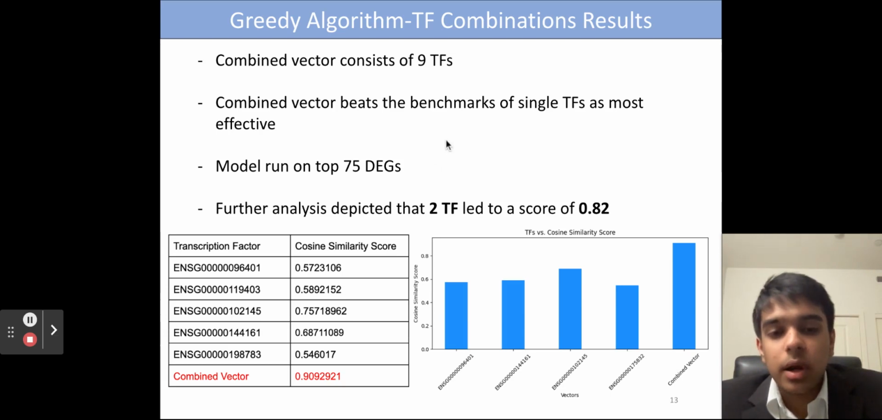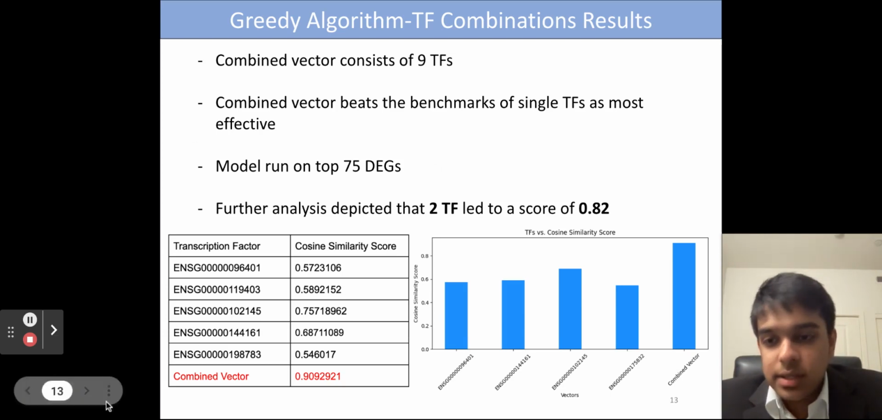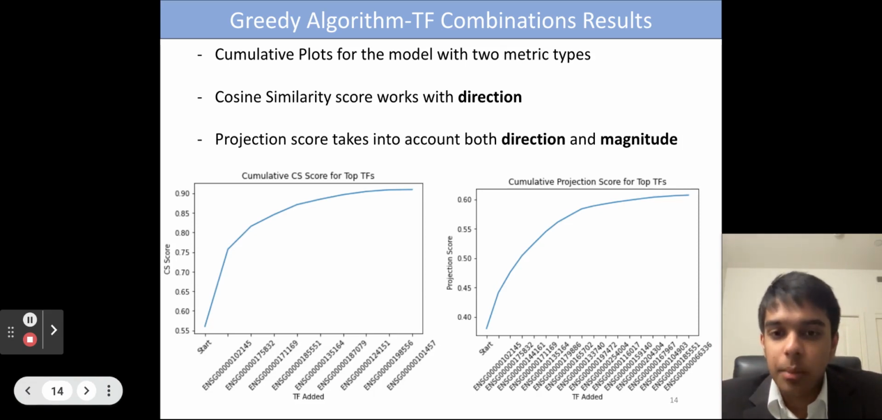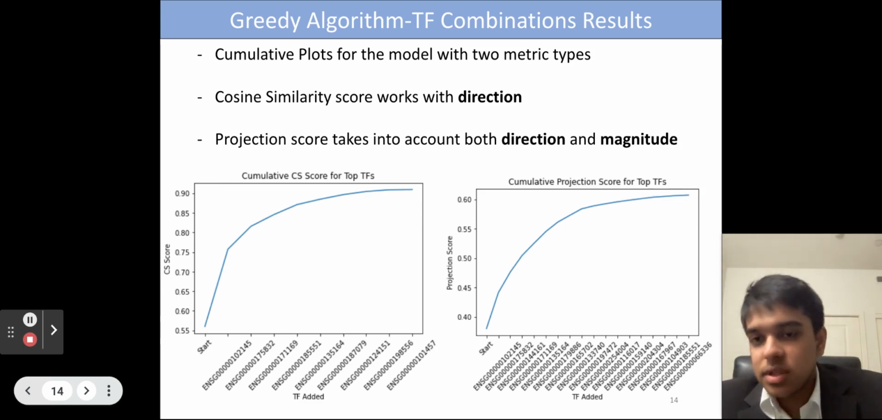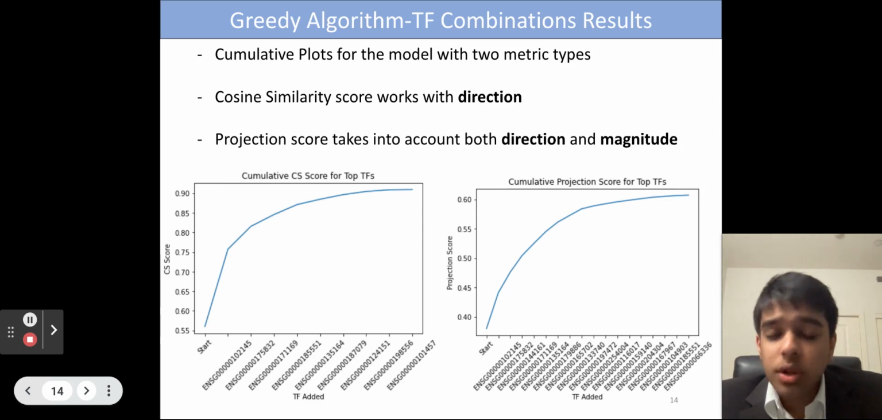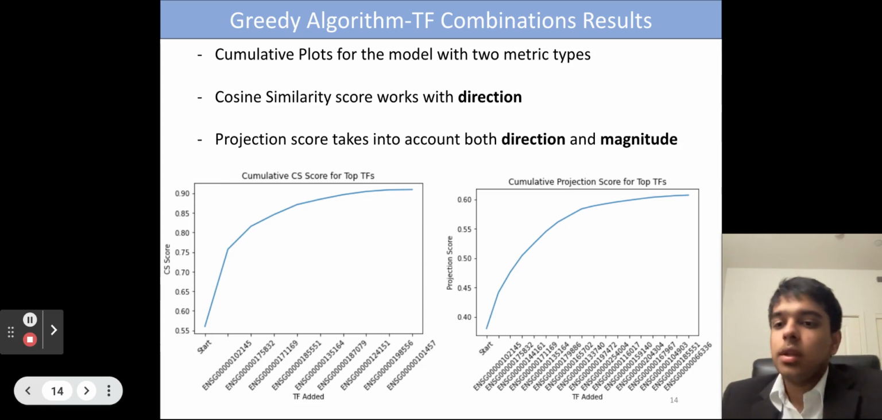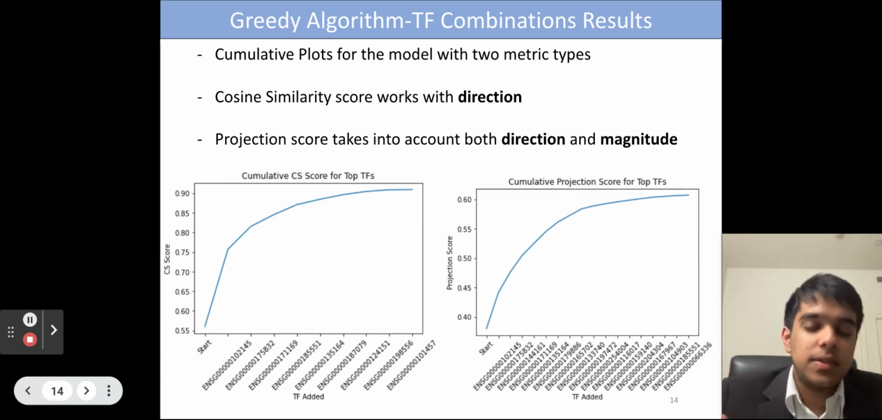And this model was run on the top 75 DEGs. The reason it was run on those top 75 DEGs was in order to also further translational applicability, because in terms of translational applications, it isn't very feasible to try to convert all expression levels of all the genes, especially ones that might not be very effective or might be non-coding, might not be very useful for this type of analysis. So we extracted the top 75 DEGs to do this analysis on.